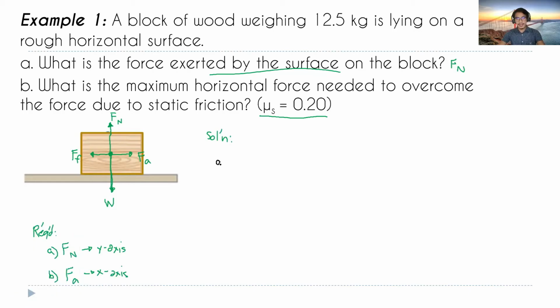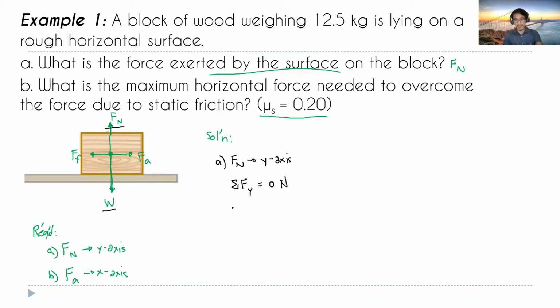So let's start with letter A. It is Fn, which is along the y-axis. So we will use the equation, summation of forces along the y should be what? 0 Newton. Why 0 and not ma? Because there is no acceleration along the y. Now, what are the forces along the y? We have Fn, and we also have weight.